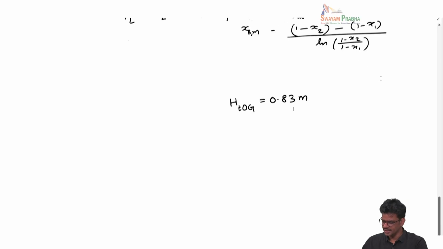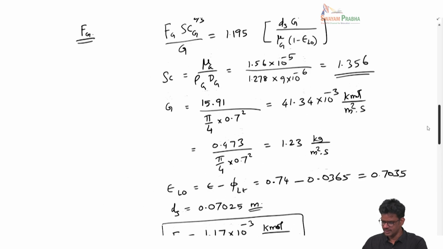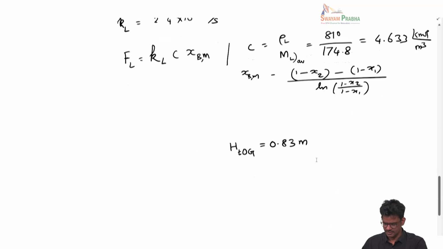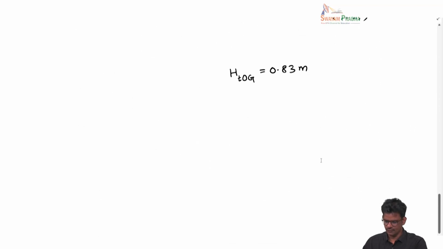So for this problem, HTOG will be 0.83 meters. And the next thing we would like to do is, if you go back to the question, we wanted to find the height of the packing. So H can be written as HTOG times NTOG. Okay, so now the next task is to find NTOG.